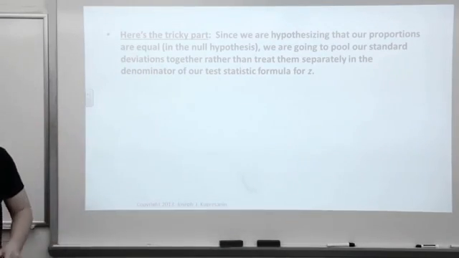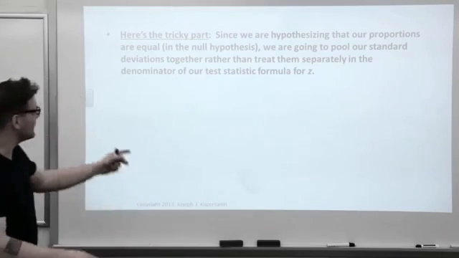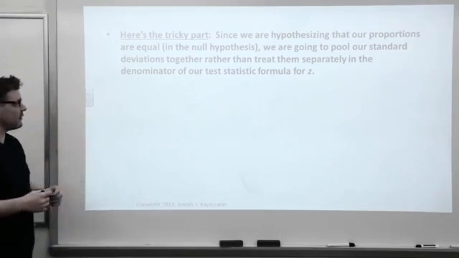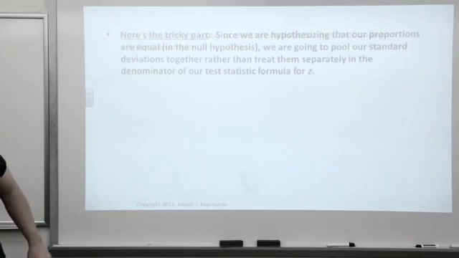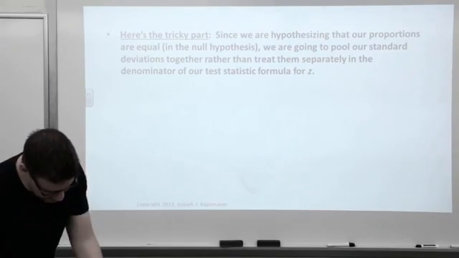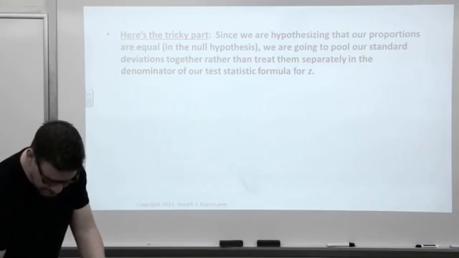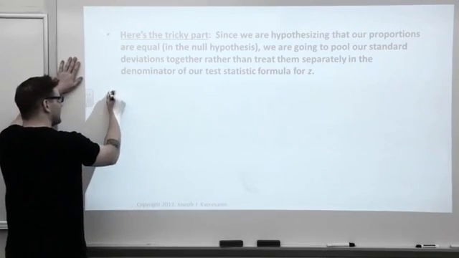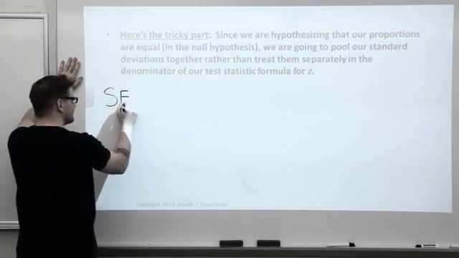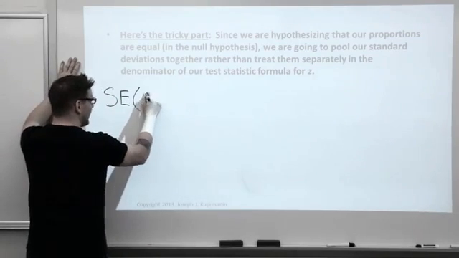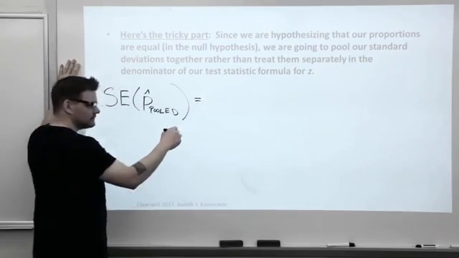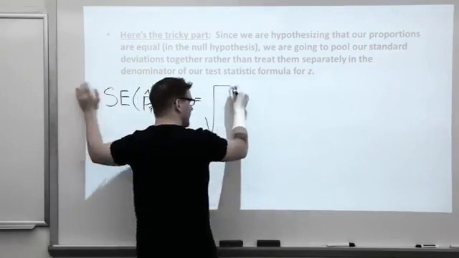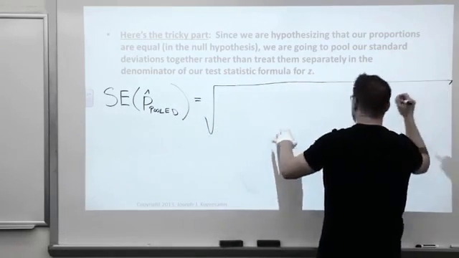Here's the tricky part, top of the next page, right? Yes, it is. We're hypothesizing the proportions are equal. Up in the null, we're going to pool our standard deviations together rather than treat them separately. And so, yeah, we got some stuff to write here. All right, so here's the formula. Standard error of p hat pooled equals big square root, big one, all the way down here to the very end.